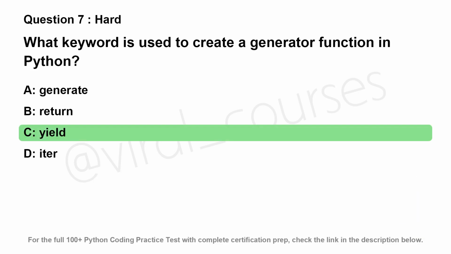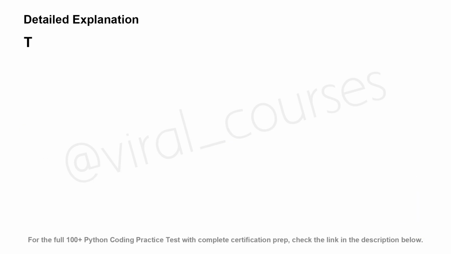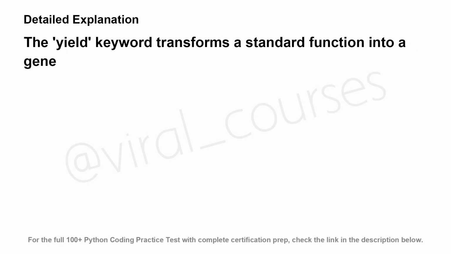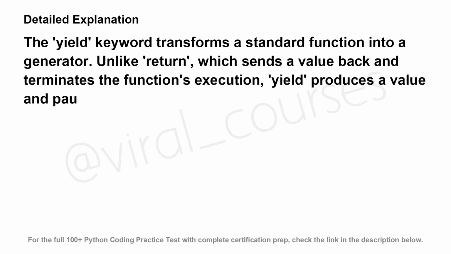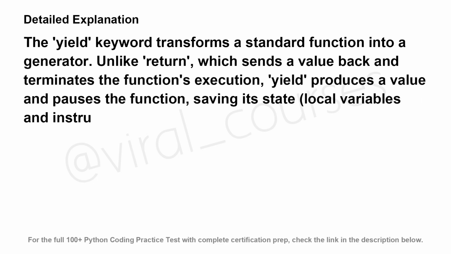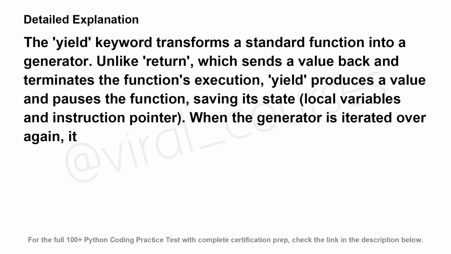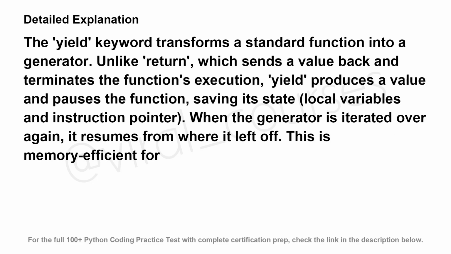The correct answer is C. The yield keyword transforms a standard function into a generator, unlike return, which sends a value back and terminates the function's execution. Yield produces a value and pauses the function, saving its state, local variables and instruction pointer. When the generator is iterated over again, it resumes from where it left off. This is memory efficient for handling large datasets.